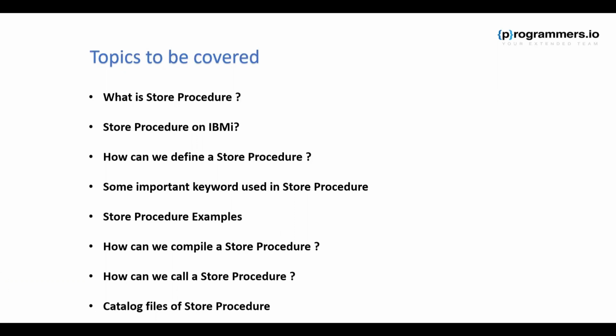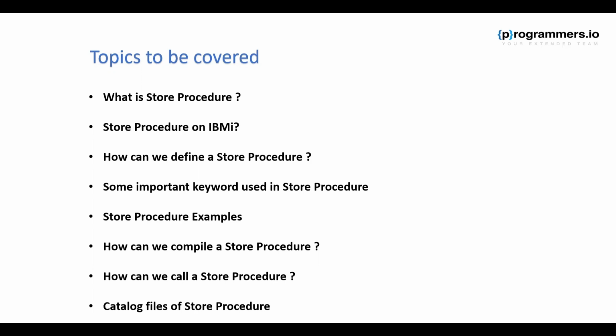Firstly, we will see what a stored procedure is. Then we will see stored procedures on IBM i, and after that we will see how we can define a stored procedure on IBM i. Then some important keywords used in a stored procedure, which we recommend you use, so it will help you. And after that we will see some basic examples of a stored procedure.